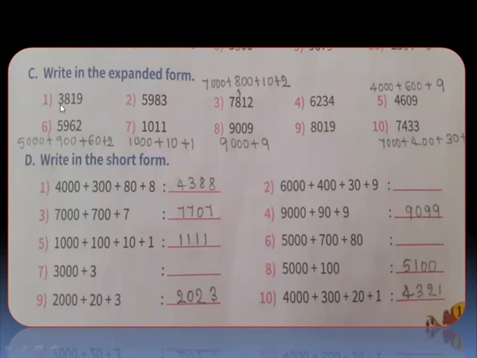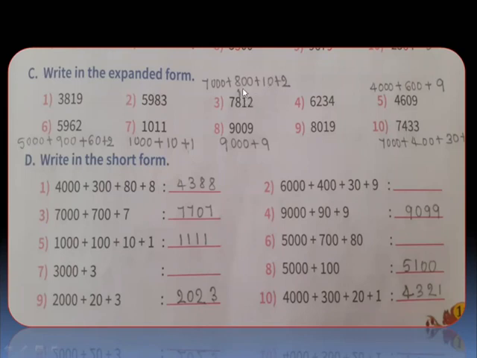Okay, 3819, 5983. Like this, you have to read the number and then write the expanded form. Understood now? See this one. 2 is in ones place, 2. 1 is in tens place. So the place value of 1 equals 10.